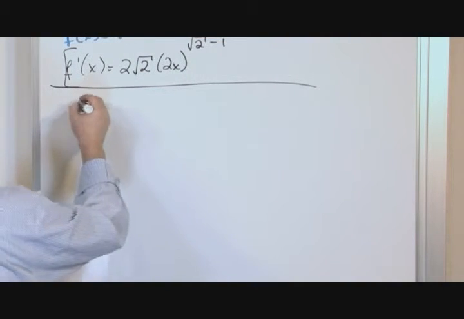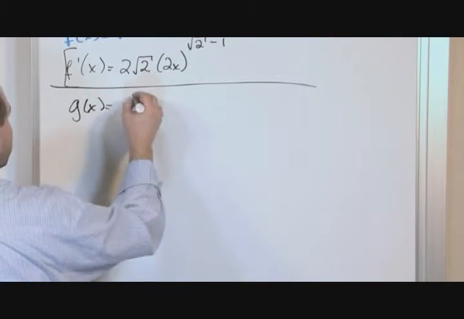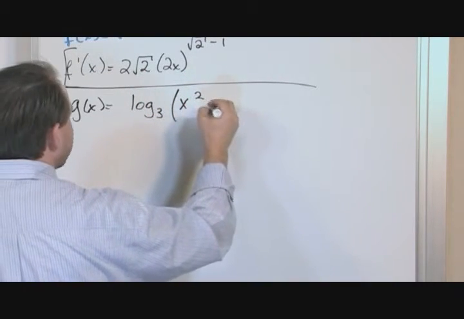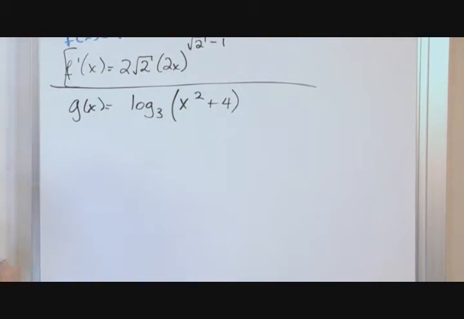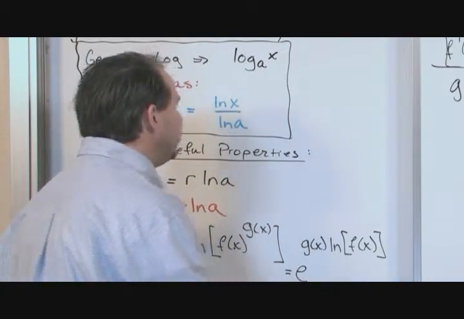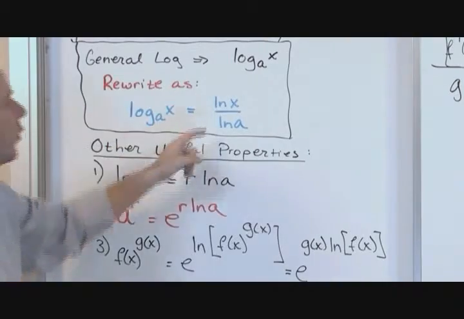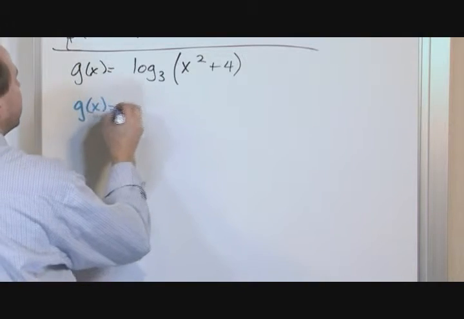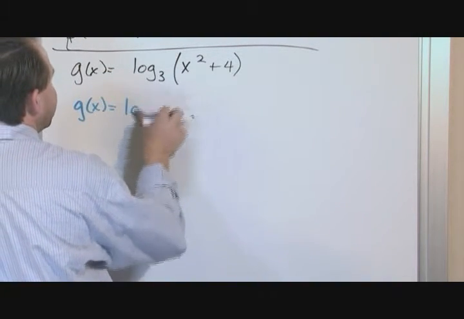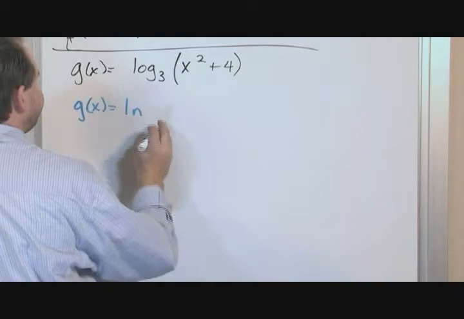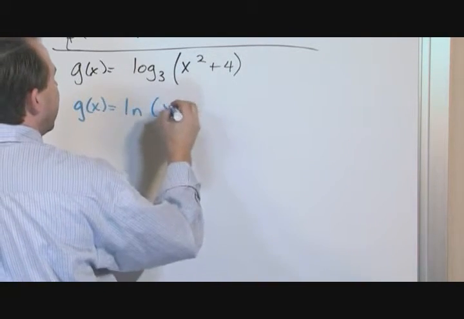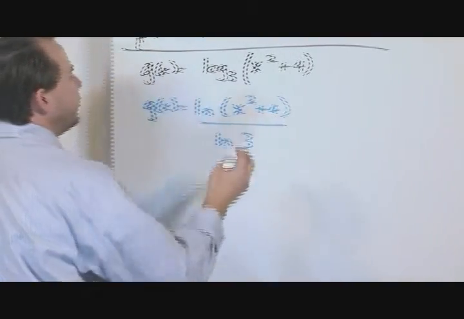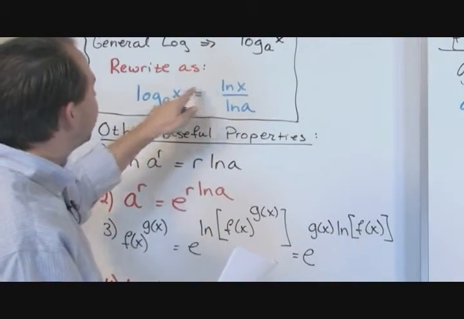Final problem, g of x is equal to log base 3 of x squared plus 4. So anytime you have a logarithm to a base other than e, you need to come back and apply this identity right here. So we're going to rewrite it right out of the gate. G of x is equal to, actually what we're going to do is make it natural log of what's inside here, x squared plus 4, over natural log of 3. Make sure you understand this. You just take the natural log of what's over here.